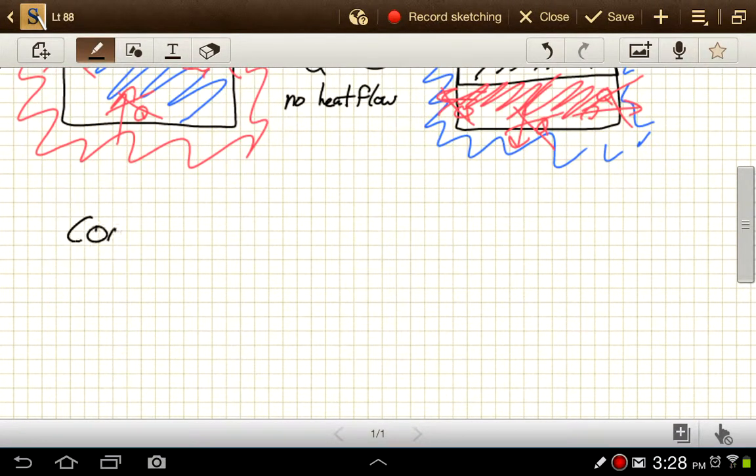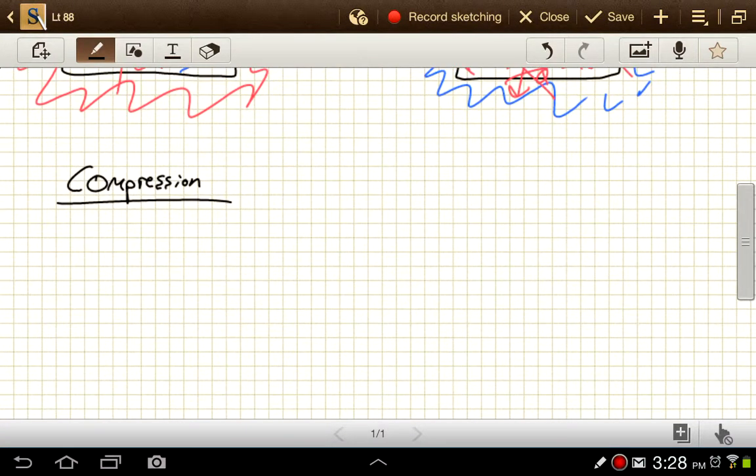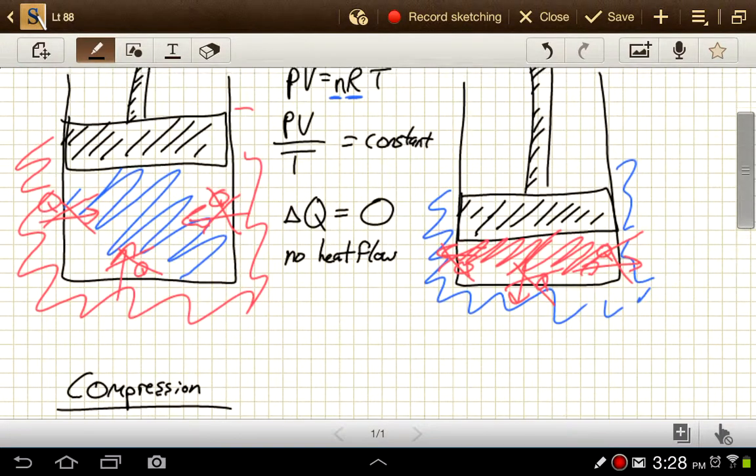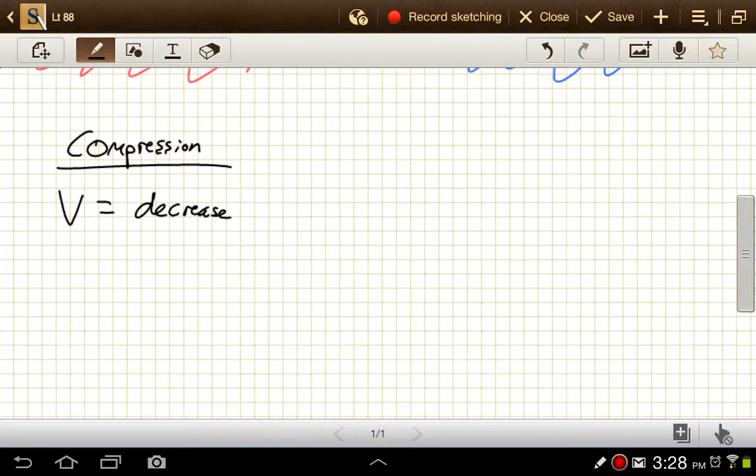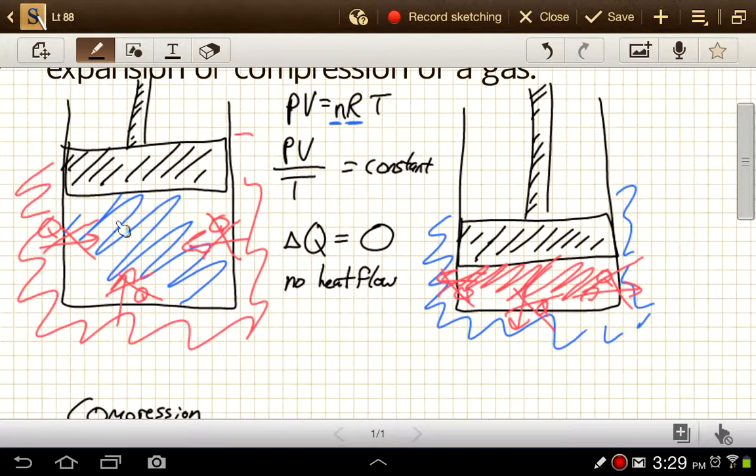Okay, so let's think about adiabatic expansion and compression then. So in compression, our volume is going to decrease. And in this case we see volume times pressure divided by the temperature has to be some constant value. So we know that pressure is going to increase here. When volume decreases, pressure will tend to increase. So we have a smaller space for these particles to bounce around in, and so there's going to be more frequent collisions with the walls of the container, which means more pressure.